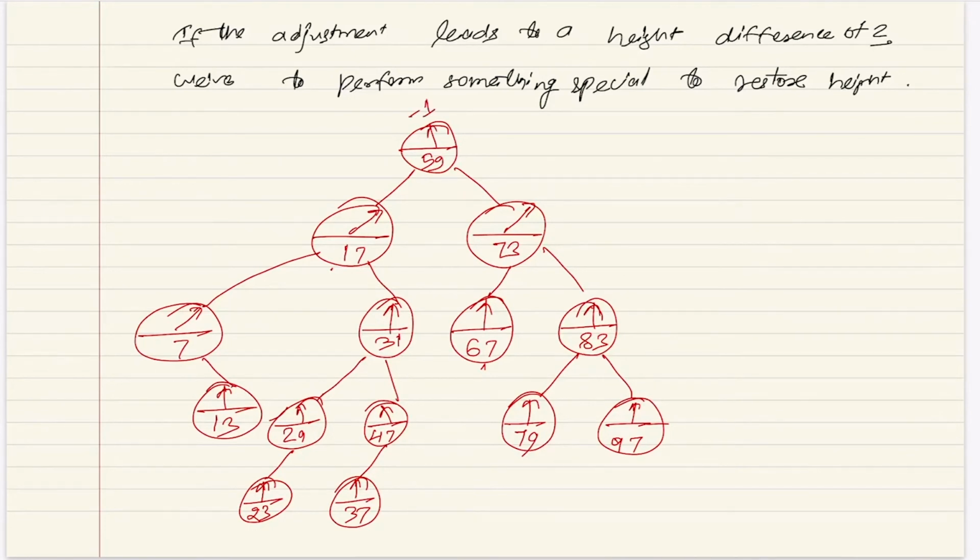Now suppose I insert some node. Suppose I insert 53. Let's see what happens. I search 59, I go left, at 17 I go to the right, at 31 I go right, at 47 I go right. I don't find a node, it's a nil pointer, which means I have to insert. So I insert 53. The new node's balance factor is 0. This is what you do in a binary search tree, right? Create a node with a balance factor of 0.